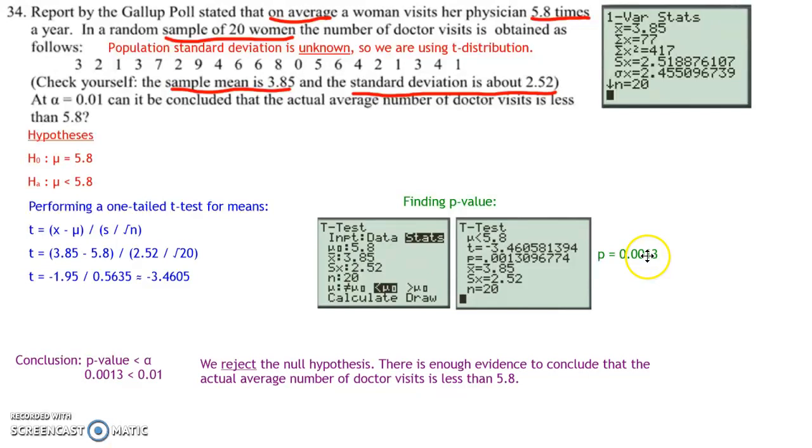My p-value is 0.0013, which is too small. We reject the null hypothesis. Hopefully you get the pattern here. All we're doing is looking at the null hypothesis, looking at the p-value and the alpha, and seeing if we reject or fail to reject.